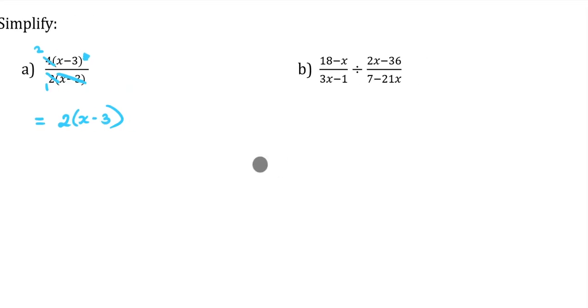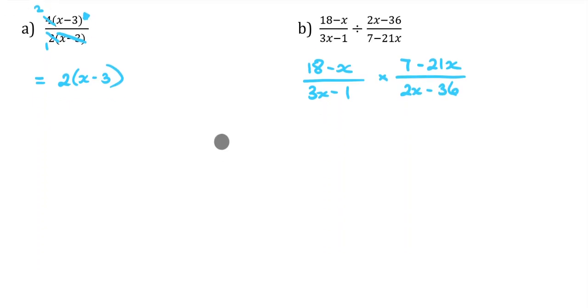And part B, leaving the first fraction, I have x take away 18 over 3x minus 1. The divide I want to turn into a times, and I have 7 minus 21x over 2x minus 36. Okay, now at the moment it looks like there's nothing that I can cancel. However, what I'm going to do is factorize the second fraction.